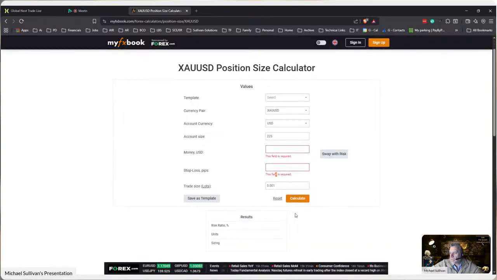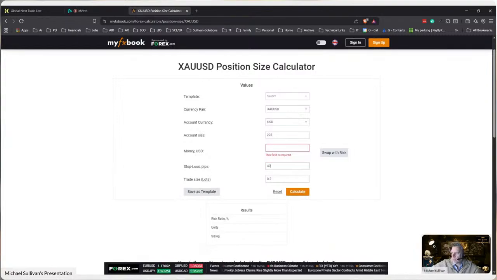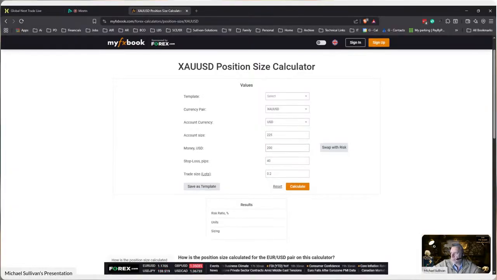So if I did this, 0.2, 0.2. Let's say 40. And let's say money USD. Let's say I'm willing to lose 200. Calculate.